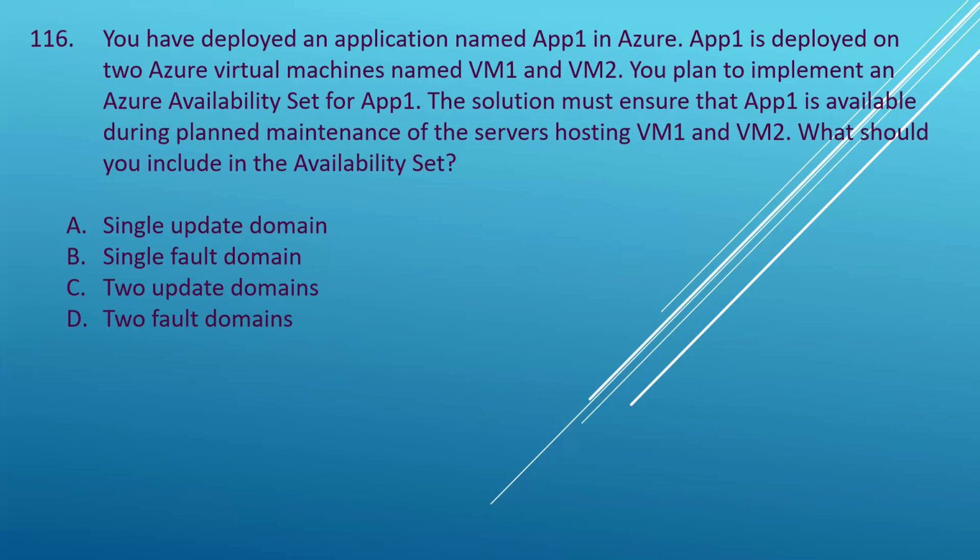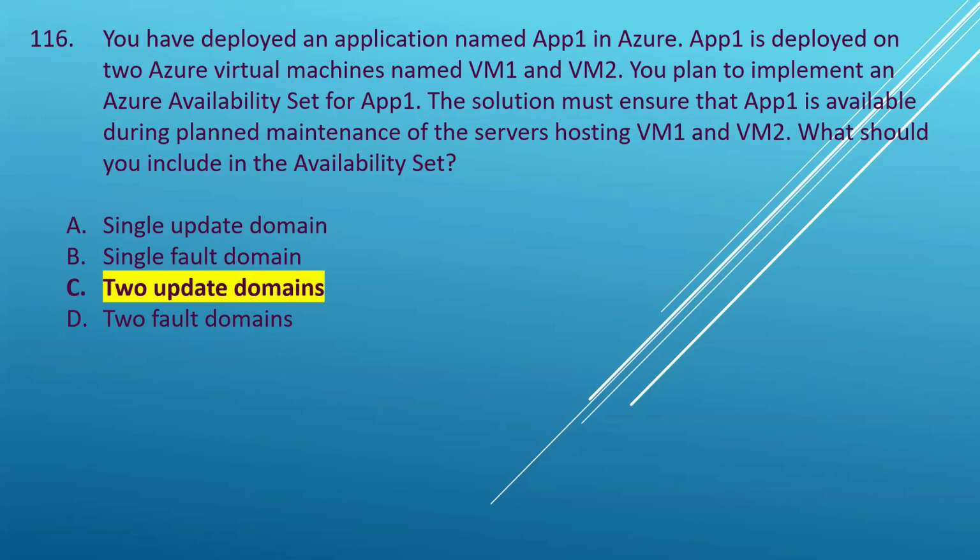To ensure that your application is available during planned maintenance of the servers hosting VM1 and VM2, you should include two update domains in the availability set. Update domains are used to control the order in which virtual machines are updated during planned maintenance events such as system updates. By having two update domains, Azure ensures that VM1 and VM2 are not updated at the same time. This helps in maintaining application availability during updates.